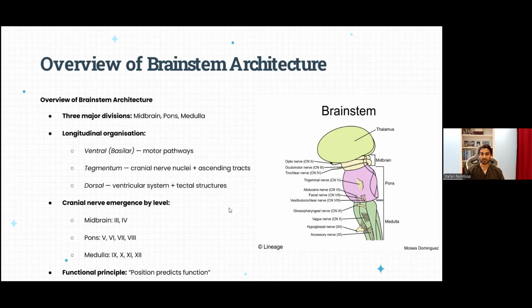The tegmentum forms the central core of the brainstem, and it's the functional engine room in a sense, containing cranial nerve nuclei, ascending sensory pathways, autonomic centers, and reticular formation. The dorsal aspect houses structures related to the ventricular system, including the floor of the fourth ventricle in the pons and upper medulla, and the tectum in the midbrain. The second principle: cranial nerve emergence occurs in organized levels. In the midbrain, you have cranial nerves 3 and 4, the pons gives rise to 5 through 8, and the medulla carries 9, 10, 11, and 12. And the final point is that position will predict function.